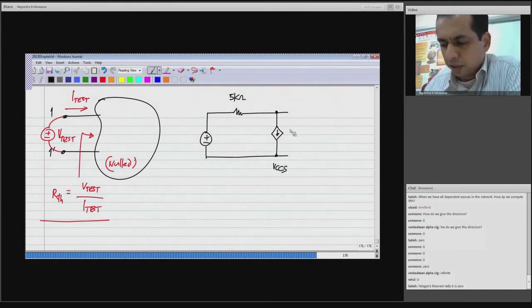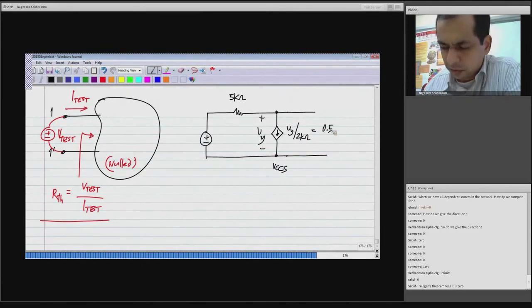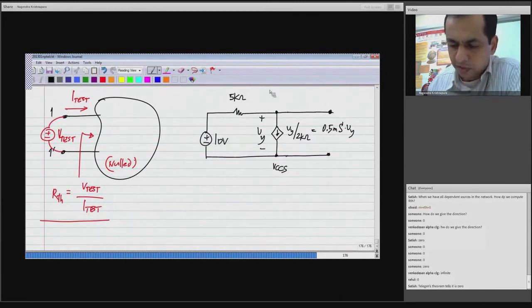This is a voltage controlled current source whose value, let me call this Vy, is Vy divided by 2 kilo ohms, or basically 0.5 millisiemens times Vy. Let's say this is 10 volts.